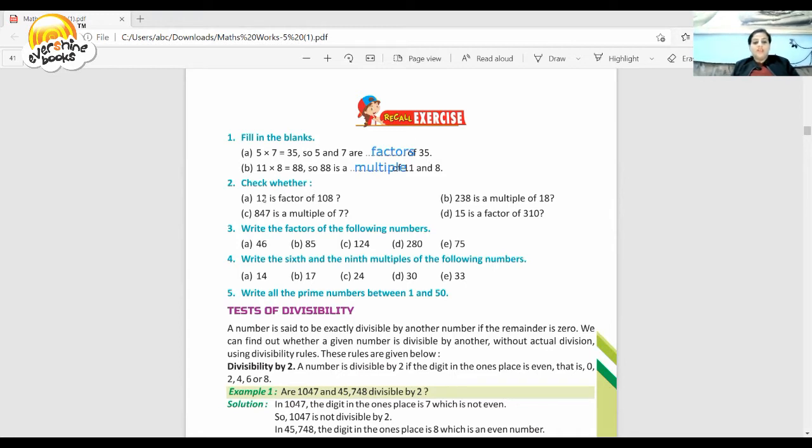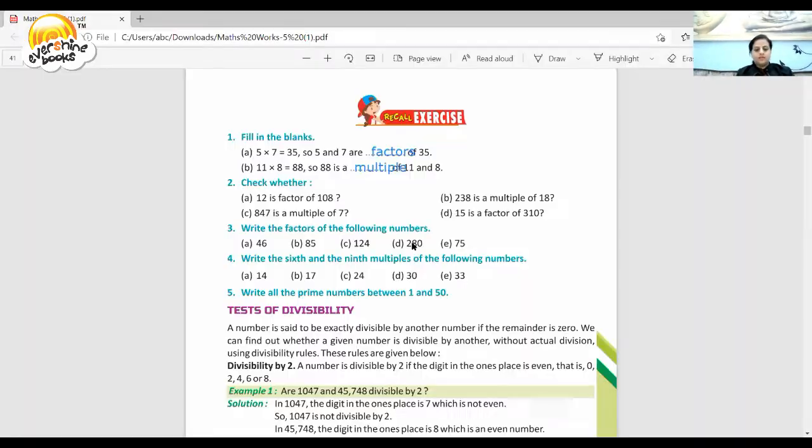Now check whether 12 is a factor of 108. Factor means it comes in the table, like factor and multiple. So we have to check the table of 12, then only we are able to get the answer. We have to make sure that 108 comes in the table of 12. It is going to be divided properly. Yes, it is divided by 12 properly. So it is a factor.